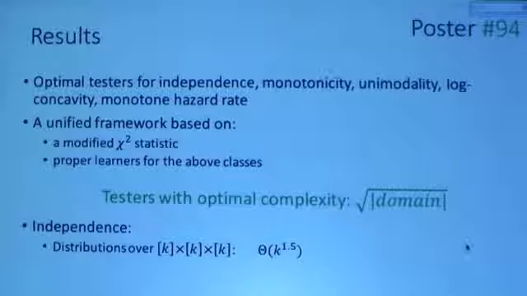So if we have a domain of 1 million elements, then we need only 1,000 samples to be able to say something. So if we go back to the problem of testing independence of categorical random variables where each feature has k possibilities, then the domain size is k cubed, but we need only k to the 3/2 samples to test independence, for example. So please come to our poster number 9494.